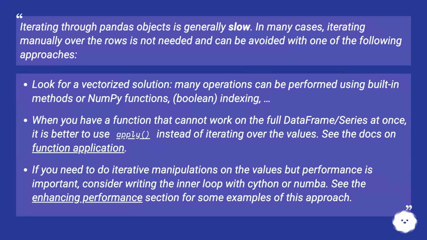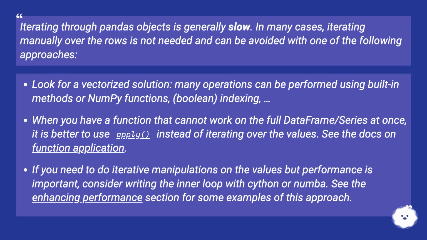Obligatory disclaimer from the documentation. Iterating through Pandas objects is generally slow. In many cases, iterating manually over the rows is not needed and can be avoided with one of the following approaches. Look for a vectorized solution. Many operations can be performed using built-in methods or NumPy functions, Boolean indexing.